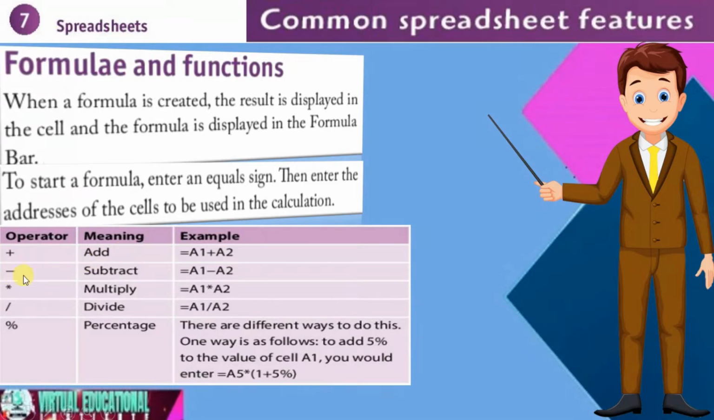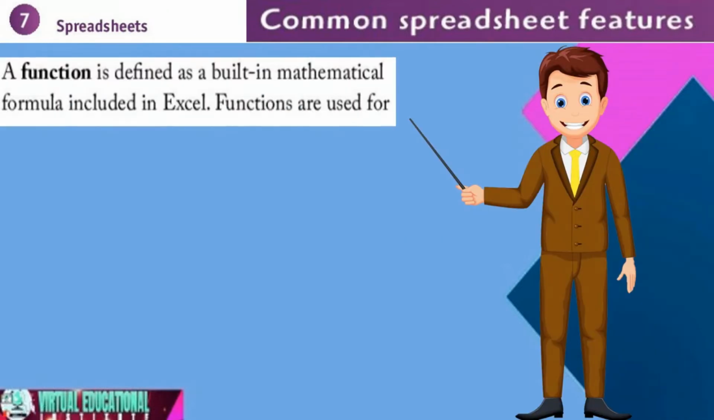Likewise, the symbol or the operator for subtract and an example of how it is used. And next we look at multiply. You realize for the multiplication, we use the asterisk. And for the division, which means to divide, you use the slash for your division sign. And for your percentage, we use the percentage sign.